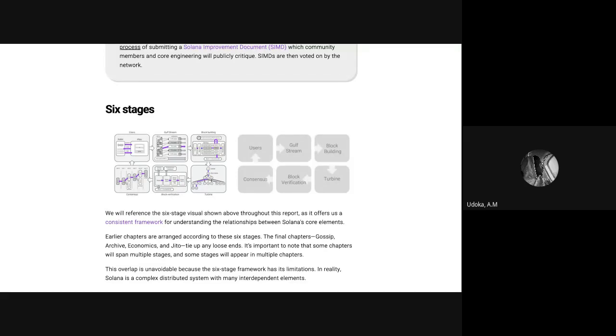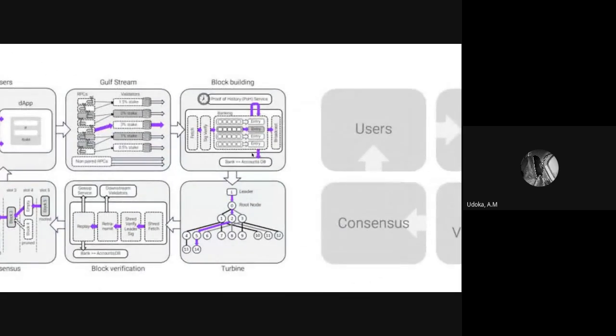So how do the interactions work? What do we look out for? Follow me. Users initiate a transaction, and it goes right into the Gulfstream.